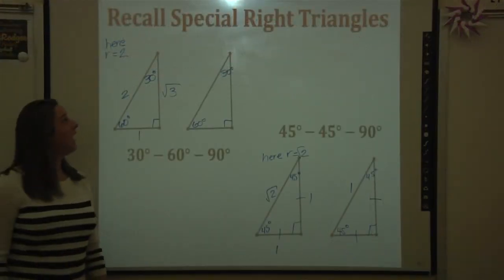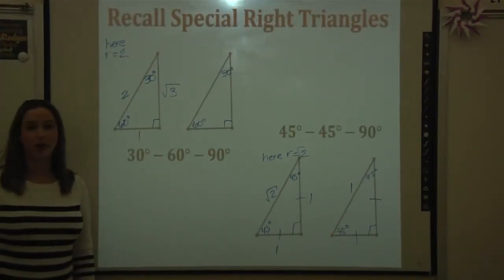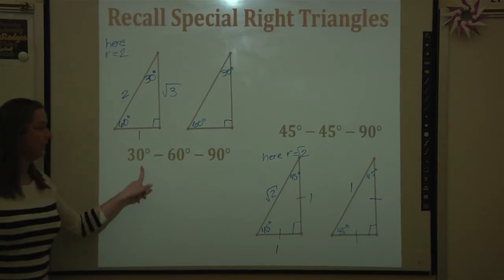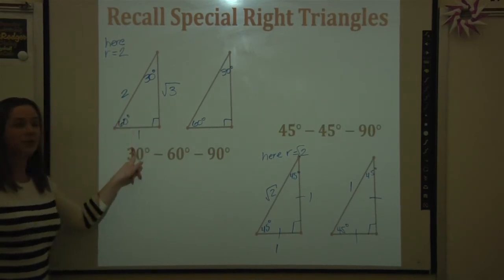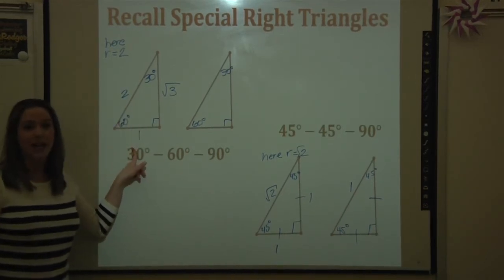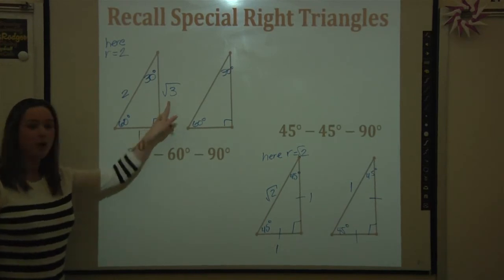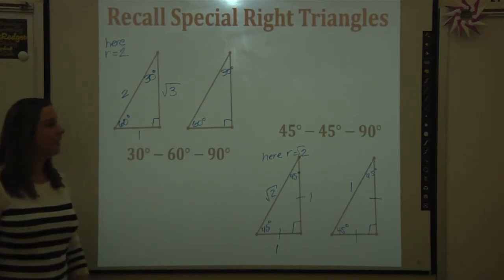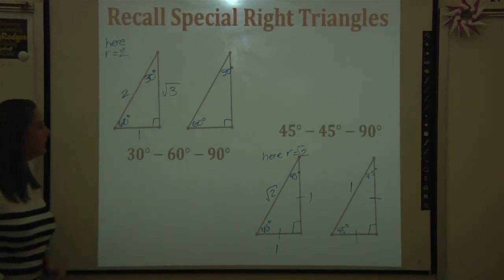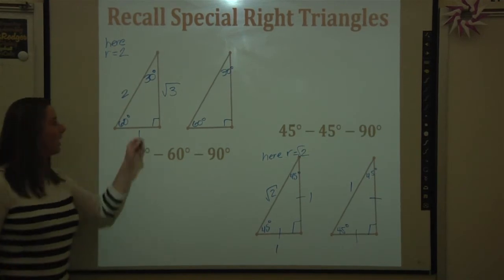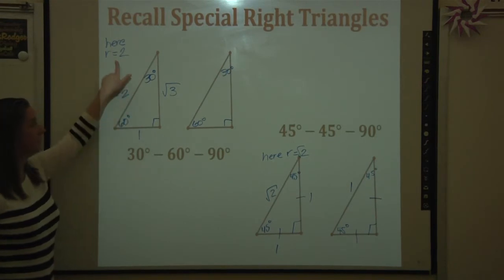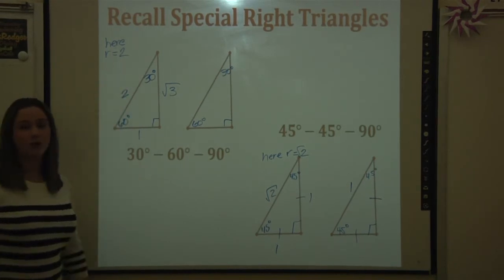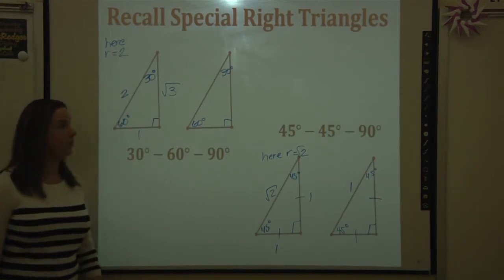Let's take a look at special right triangles. Recall from geometry, our 30, 60, 90 triangle. Specifically, across from the 90-degree angle, we have a value of 2. Across from the 30-degree angle, we have a value of 1. And across from the 60-degree angle, we have a value of square root of 3. If you think about the previous topic that we just talked about, our hypotenuse is 2 here, which means our radius is 2. We want our radius to be 1 for our unit circle.